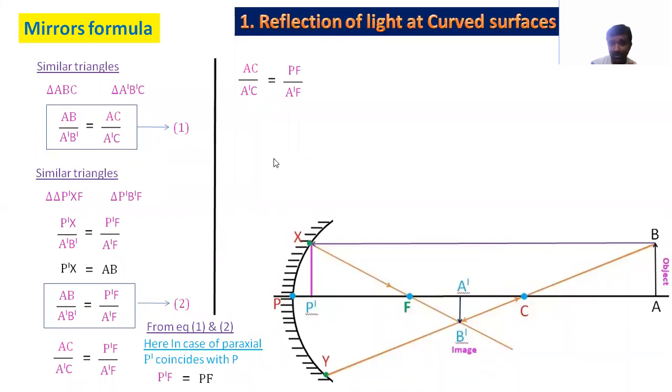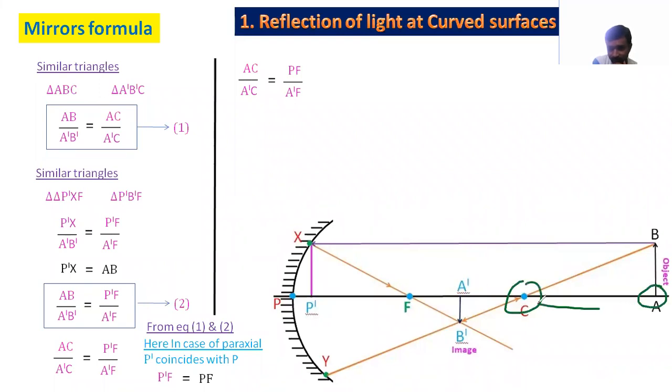So here I got a relation. I don't know what is AC, I don't know what is A dash C, and I don't know what is A dash F. Can anybody help me in finding them? Anyone from you? What is AC equal to first? So here look at the diagram. A to C.